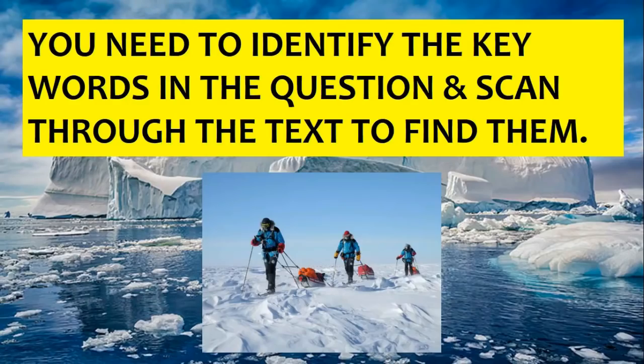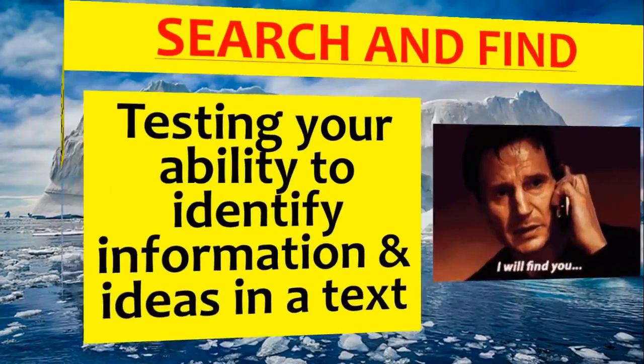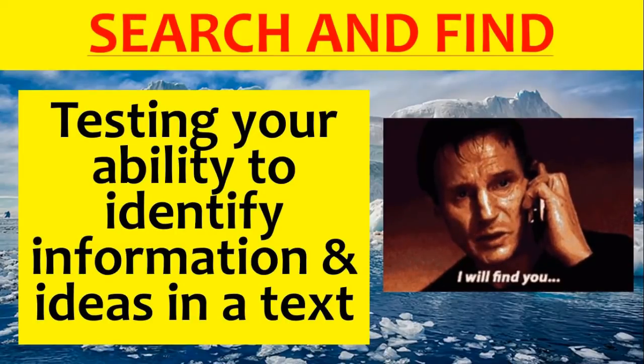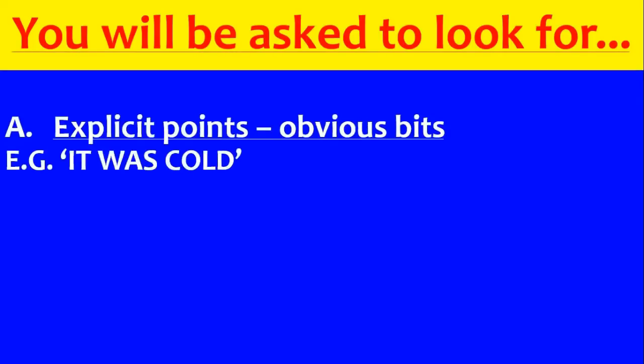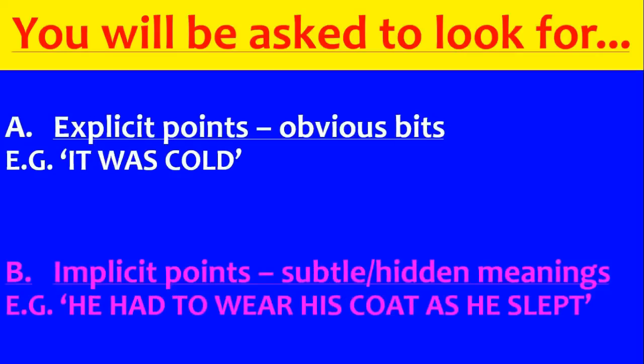And you need to identify the keywords in the question and scan through the text to find them. So like I said, it's search and find, so it's testing your ability to identify information and ideas in the text. You'll be asked to look for explicit points, so this is the obvious bit, so for example, it was cold, and the implicit points, the subtle hidden meaning, so I'm not just saying it was cold, I'm saying he had to wear his coat as he slept.